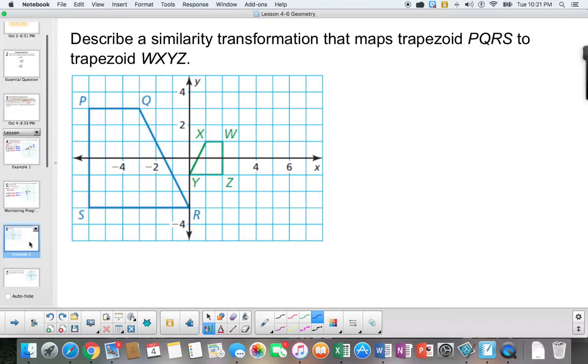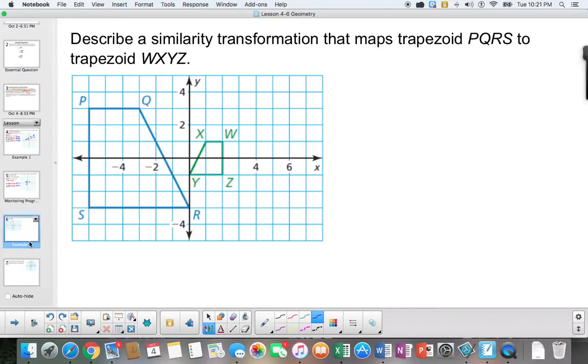All right, let's take a look at this. This is where I give you the picture, and you have to figure out what the similarity transformations are. Well, we can see one of them is going to be a reduction because we're starting with this trapezoid and going to this one. So I want to reduce, and let's see if we can figure out what we reduce by. Let's compare PQ, which is 3 long, to WX, and WX here is 1.